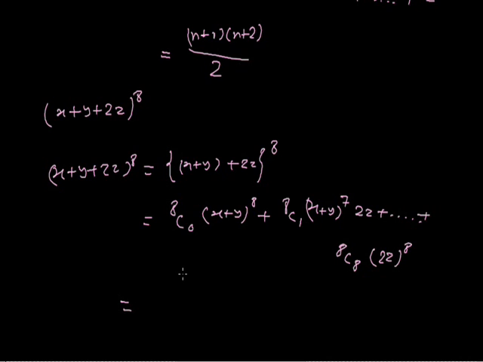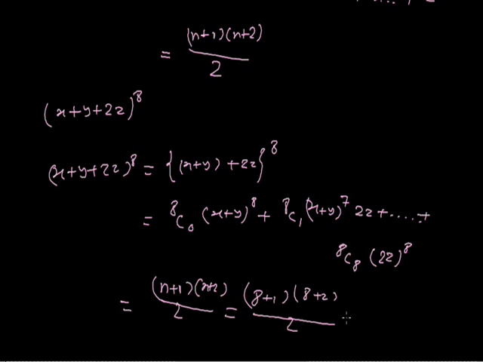Now, according to the formula (n + 1)(n + 2)/2, we can find the total number of terms in this expression. Here n is equal to 8, so (8 + 1)(8 + 2)/2, which is equal to 45. So we can say that the total number of terms in the expansion of (x + y + 2z)^8 is 45.